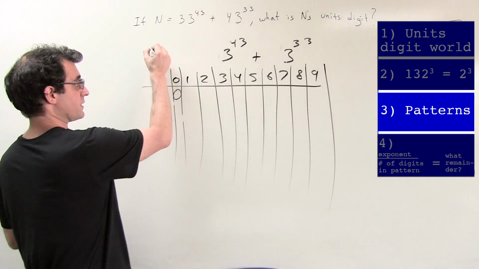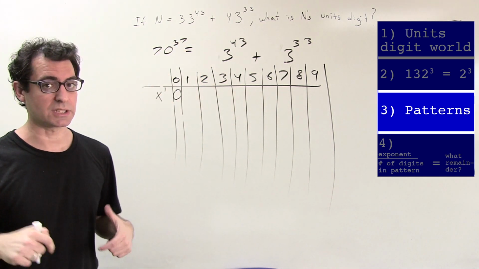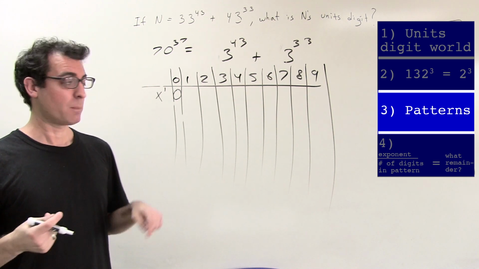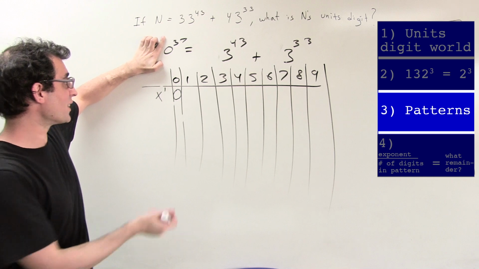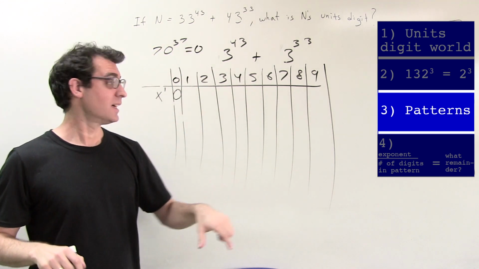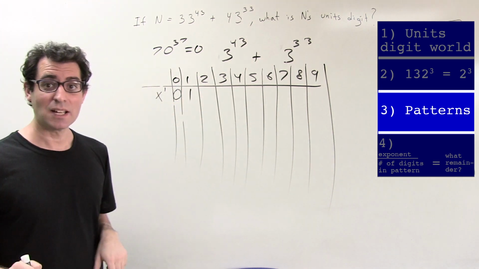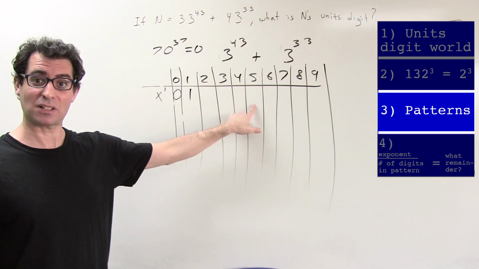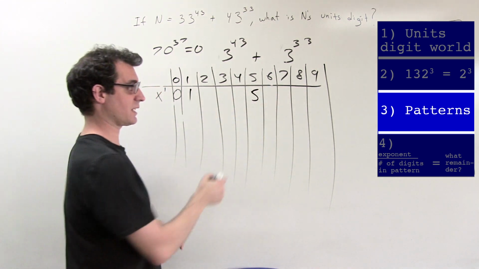What that means is that for 70 to the 37th power, what's the units digit? Well, remember the 7 doesn't matter. So 0 to any power is 0. It's a 1-digit pattern, always that. Same thing with 1. 1 to any power is 1. 5 to any power is 5. And 6 to any power is 6.